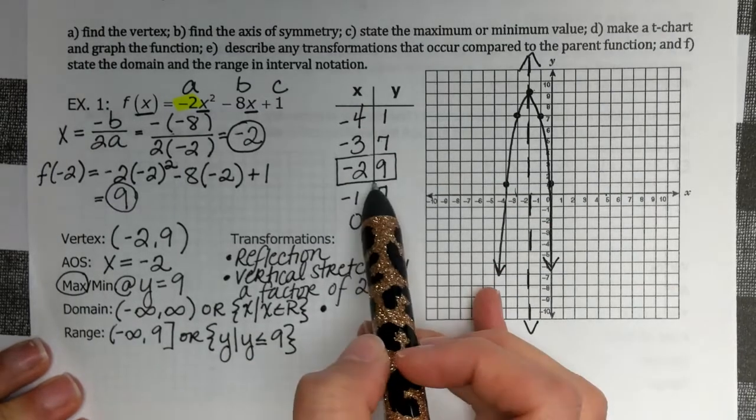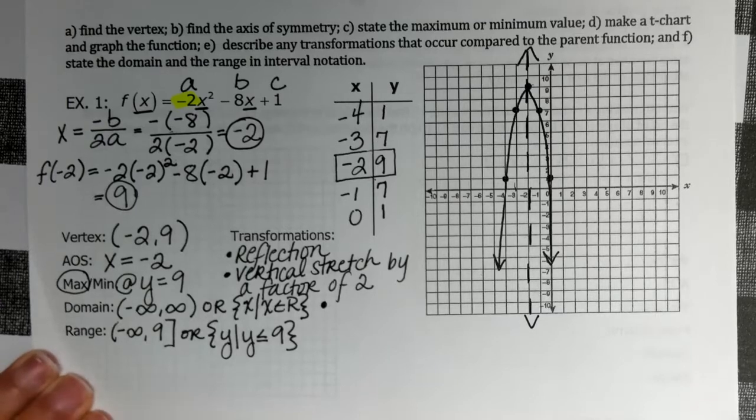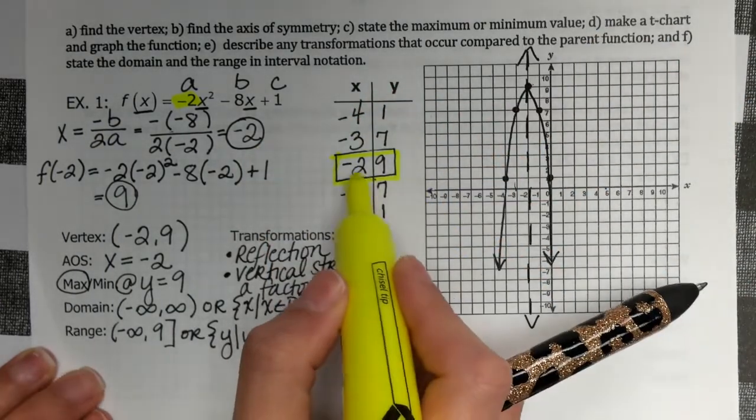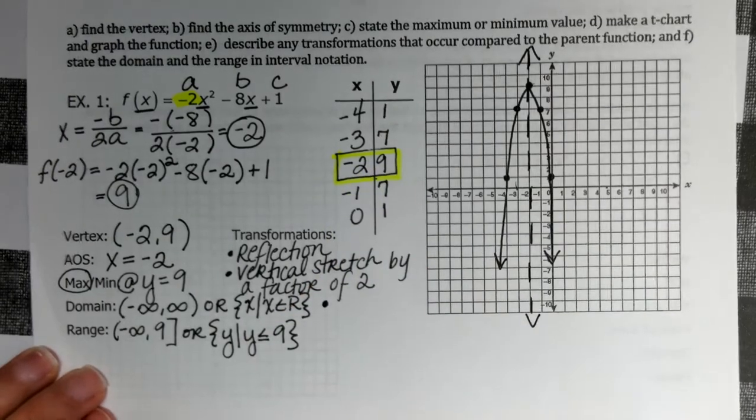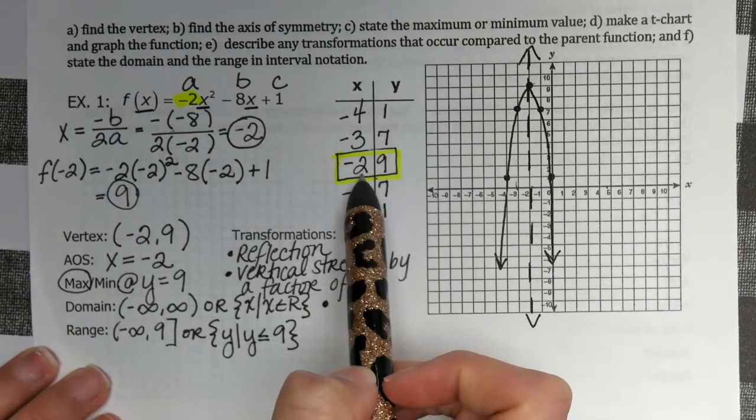Okay, then I can look at my vertex. For my translations, I can either look at my graph or I can look at my vertex. I like to look at my vertex, and if it's a negative for my x, that means I shifted where? Left 2. And then if it's positive, right.